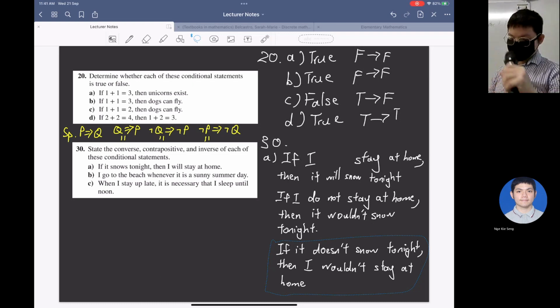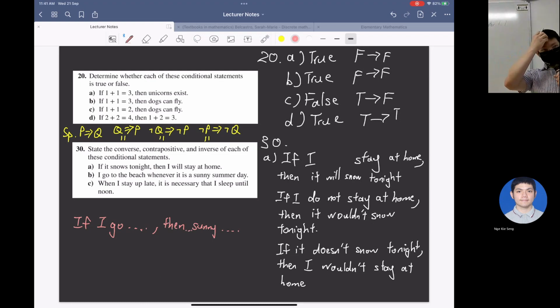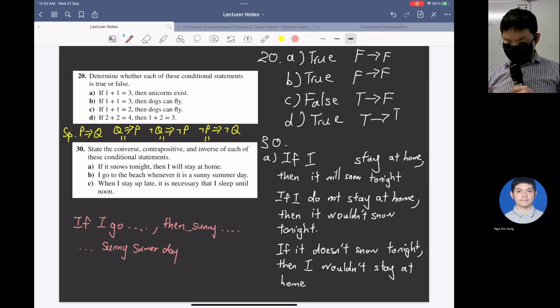Yeah, very good. If I go to the beach, then it is a sunny summer day. In the previous class, one student asked me whether we need to use whenever or not. I think it's good practice to use the same logical term. So if you use whenever, it will be: it is a sunny summer day whenever I go to the beach. Okay, I think you know what I mean. Okay, next.